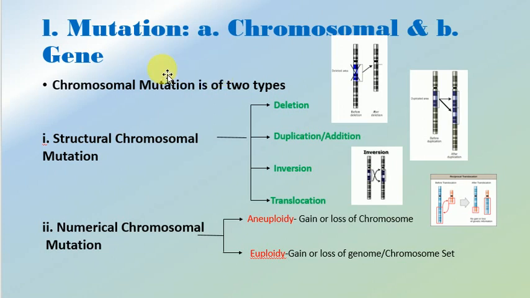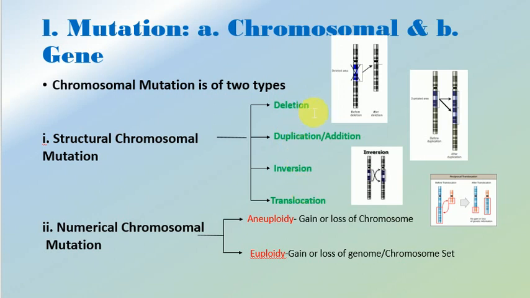Now, as we know, mutation is of two types. First, chromosomal mutation, and second, gene mutation. Chromosome mutation is again of two types. If there are changes in the structures of the chromosome, then it is known as the structural chromosomal mutation, and if there is a change in the basic number of the chromosome, then it is regarded as the numerical chromosomal mutation. The structural mutation is again of four types: deletion, duplication, inversion, and translocation.